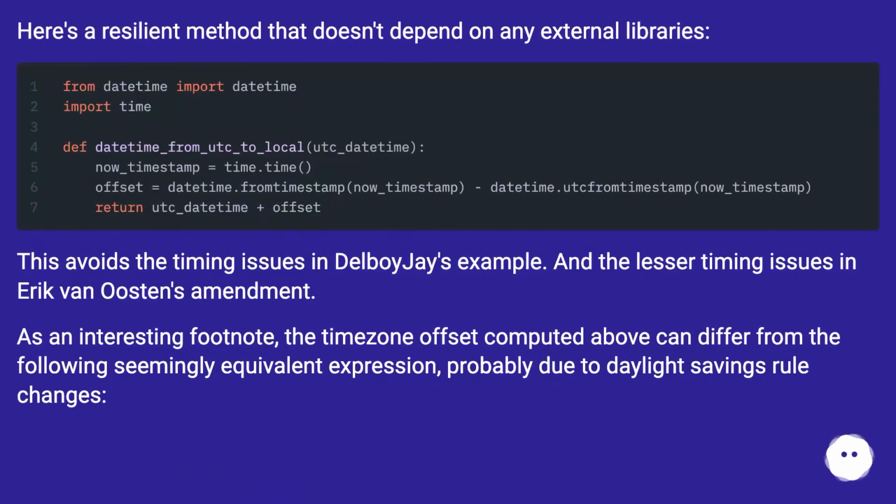Here's a resilient method that doesn't depend on any external libraries. This avoids the timing issues in Delboy's example, and the lesser timing issues in Eric van Oosten's amendment. As an interesting footnote, the time zone offset computed above can differ from the following seemingly equivalent expression, probably due to daylight savings rule changes.